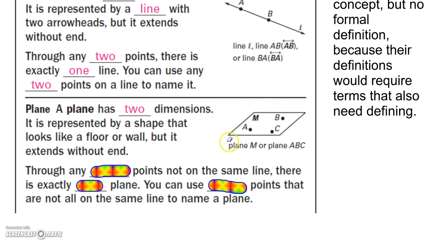And how do you name a plane? You can name it by a capital letter, like I could call this plane M or plane P, or any 3 non-collinear points. That was a term in your vocabulary.